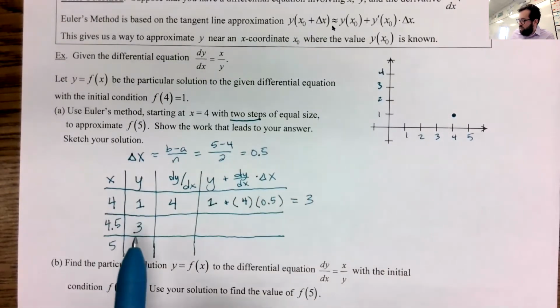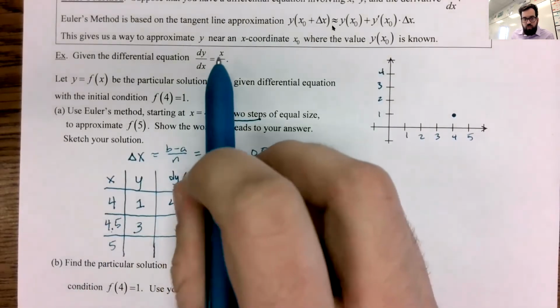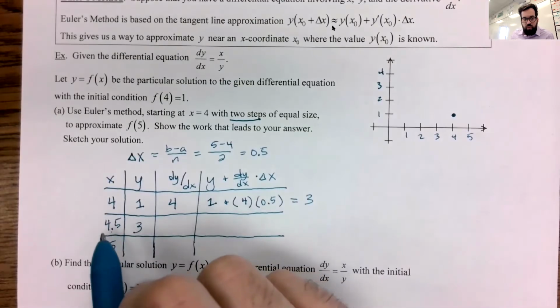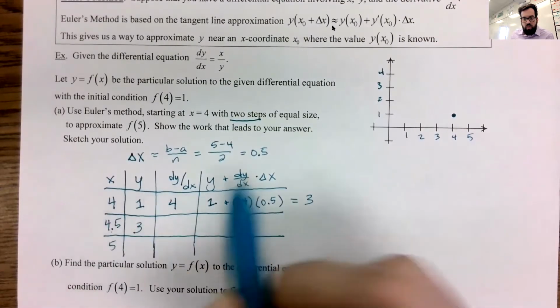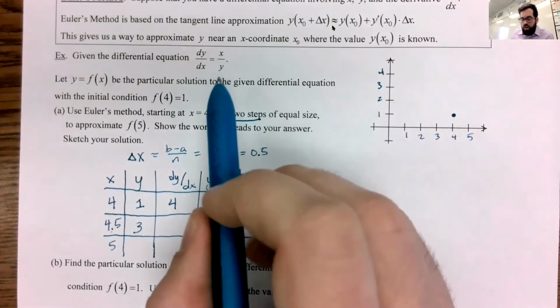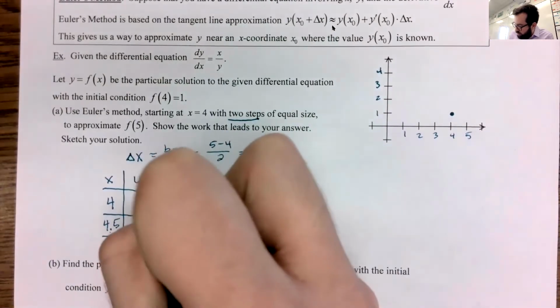So now we're going to use the numbers 4.5 and 3, assuming that this y value is correct, which, you know, it's an approximation at this point, so it's not correct, but it's close. We're going to plug those into our slope formula to figure out what the slope would be if the point 4.5 comma 3 was on our curve. 4.5 divided by 3 is 1.5.